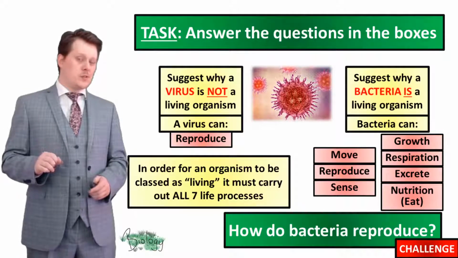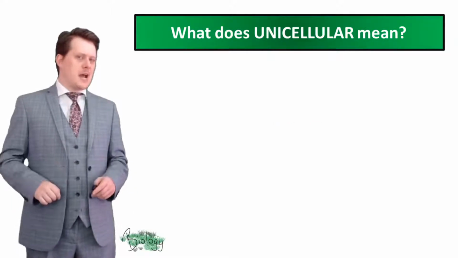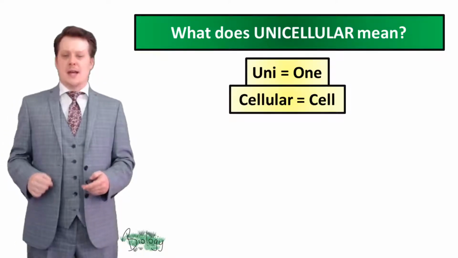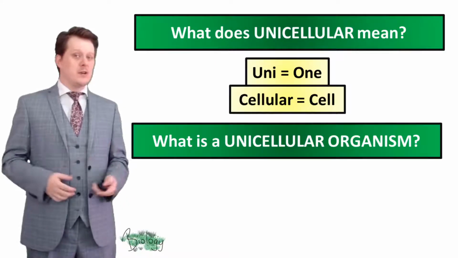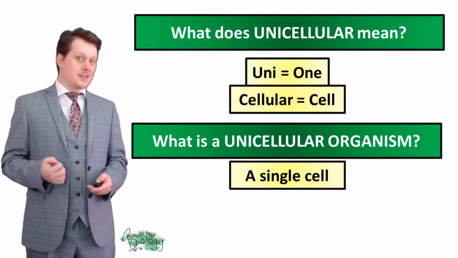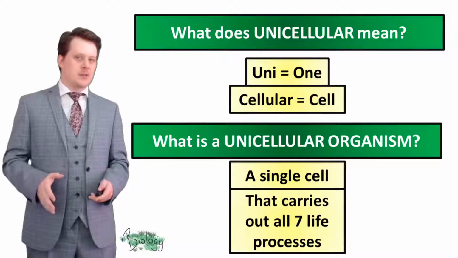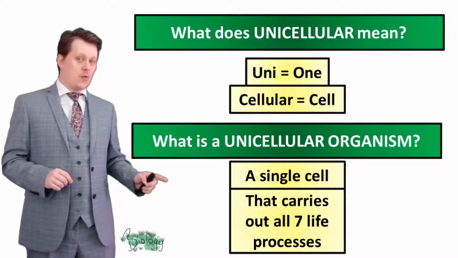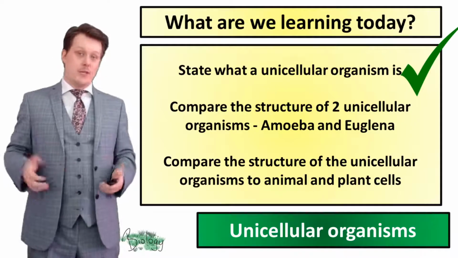And this is important when we are defining our unicellular organism. We can break down this word unicellular into uni, which means 1, and cellular, which means cell. So let's put that together, a unicellular organism. A single cell, but in order for it to be classed as a living organism, it needs to carry out all 7 of the life processes. So a unicellular organism is a single cell that carries out all 7 processes. So now we can state what a unicellular organism is.